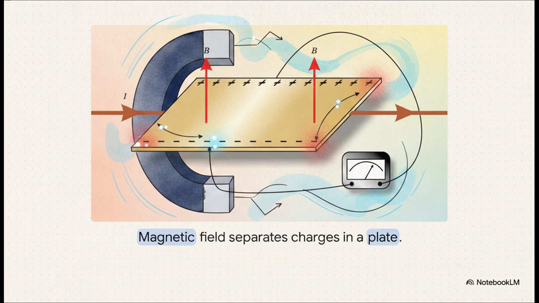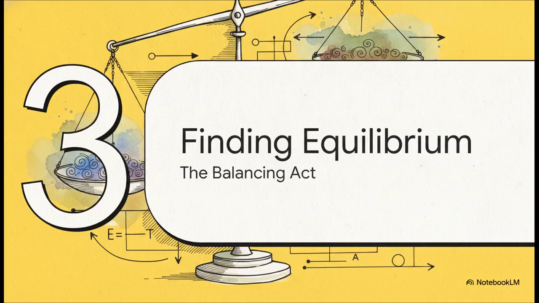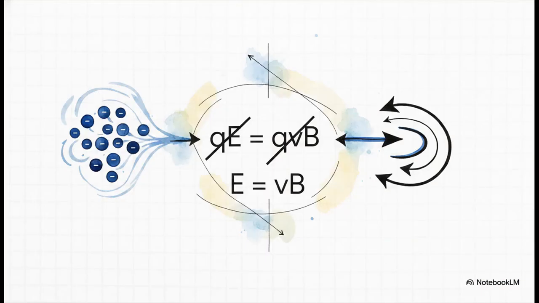But you know, these electrons don't just keep piling up on one side forever. So, how does it stabilize? Let's look at Section 3, balancing act, finding equilibrium. So as those negative charges pile up, they start pushing back. This fight back creates an electric field. And eventually, the electric force perfectly, exactly equals the magnetic force.